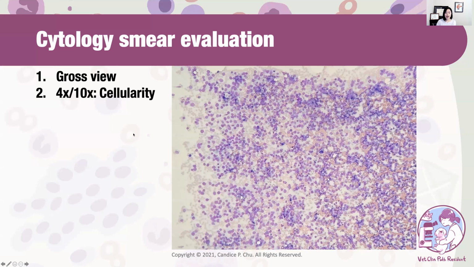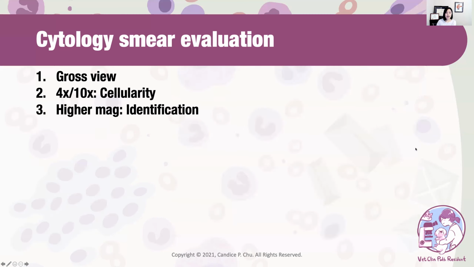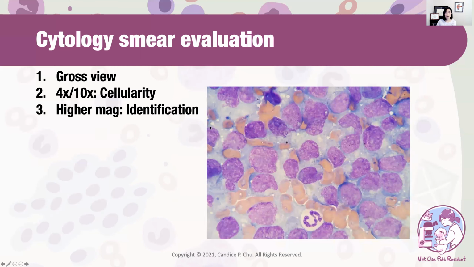So when you pick the slide, you put it under a microscope, you want to examine the cellularity in the low power, for example, like 4x or 10x objective. So by looking at this, I would say this sample is highly cellular. There might be a mild hemodilution because all the orange color, they are red blood cells. And then the next step is you want to go to higher magnification to actually identify the cells. And so once we go to the higher magnification, we actually notice that not all the cells are intact.